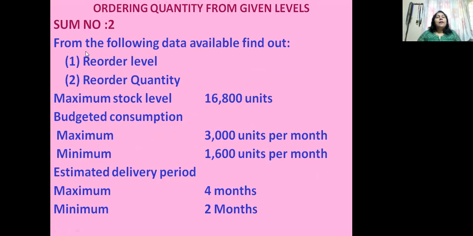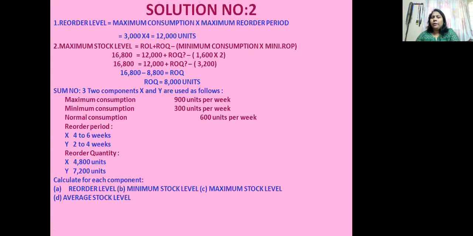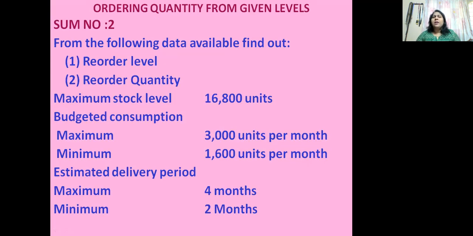As per this problem, from the following data available, find out reorder level and reorder quantity. Maximum stock level is given. Usually the problem may ask us to calculate the maximum stock level, but when the maximum stock level answer is given, this could be the hint to calculate the reorder quantity. How did I come to this conclusion? Because the term reordering quantity will come in a formula only in the maximum stock level. Okay. So that's why the problem gives the information about the maximum stock level.